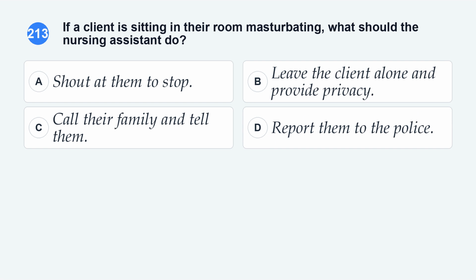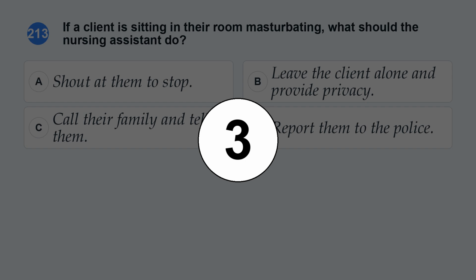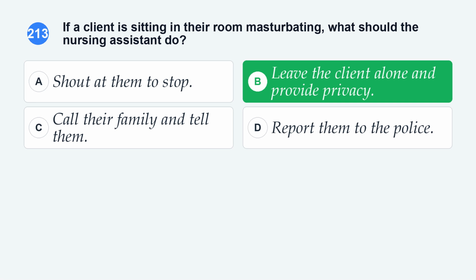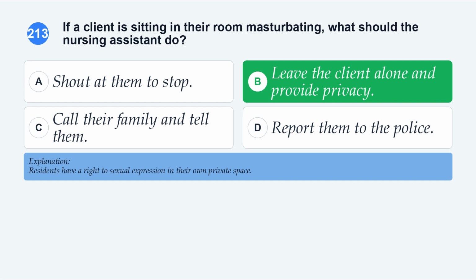Question 213. If a client is sitting in their room masturbating, what should the nursing assistant do? Option A, shout at them to stop. Option B, leave the client alone and provide privacy. Option C, call their family and tell them. Option D, report them to the police. The correct answer is option B. Leave the client alone and provide privacy. Explanation. Residents have a right to sexual expression in their own private space.